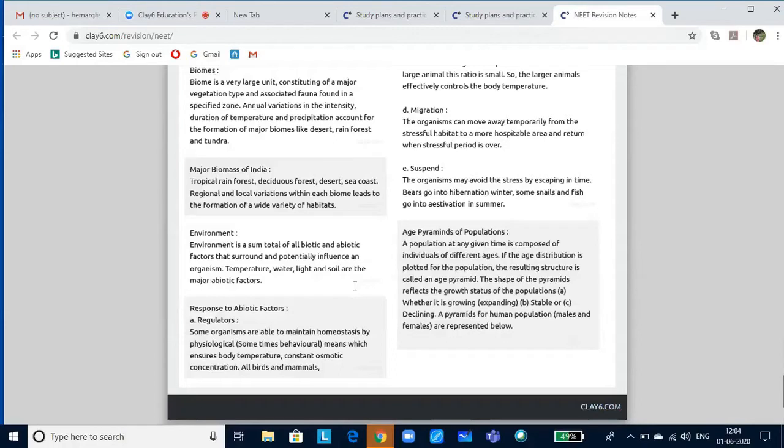Now let us look into habitat and niche. Habitat is a place where an organism lives. It represents a place suitable for its successful growth. The ecological niche of an organism includes the physical space occupied by it, its functional role in the community and the conditions of existence. Each species has its own unique niche. No two species can occupy exactly the same niche and coexist.